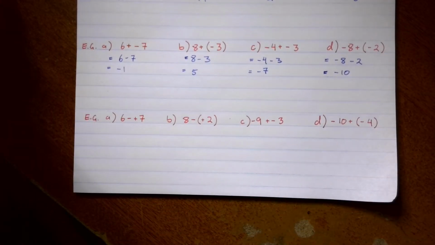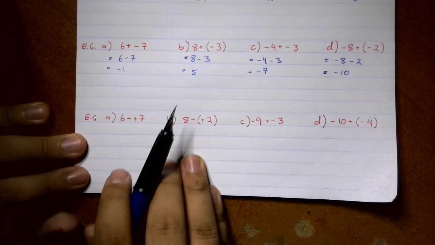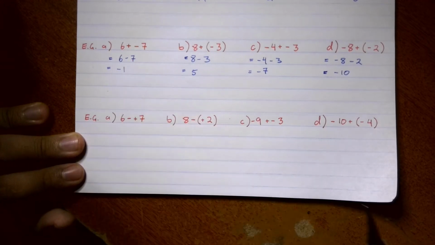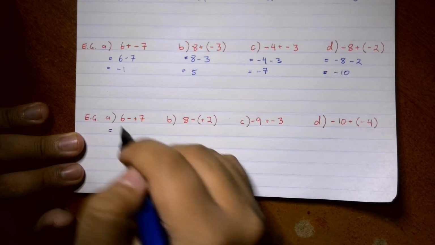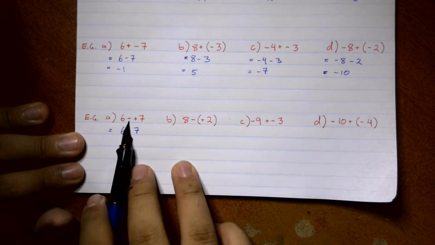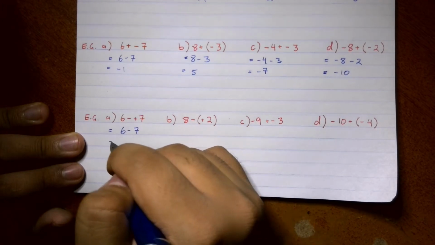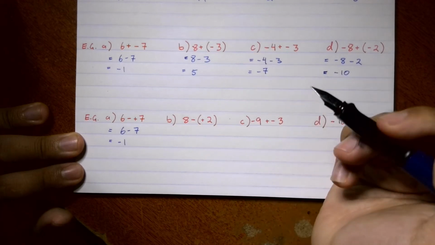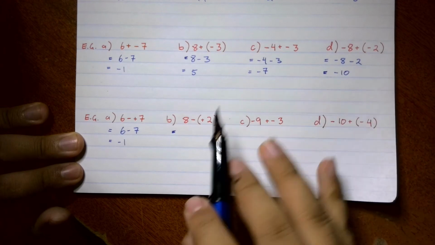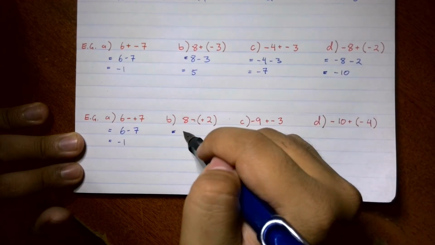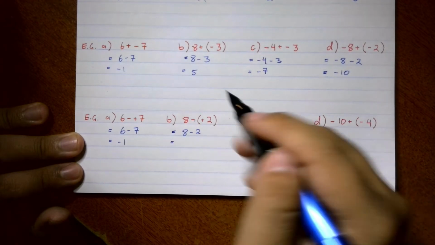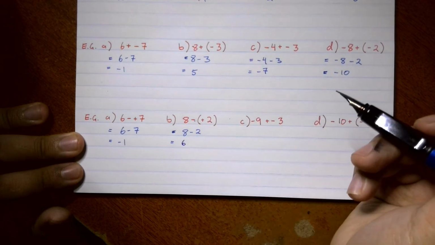And lastly, here we have the last set of examples. Minus and a plus is the same rule as a plus then a minus. So we can rewrite this question as 6 minus 7. Minus and a plus become a minus, equals -1. Same goes for this, even if there's a bracket in between a minus and a plus. This becomes 8 minus 2 gives us 6.